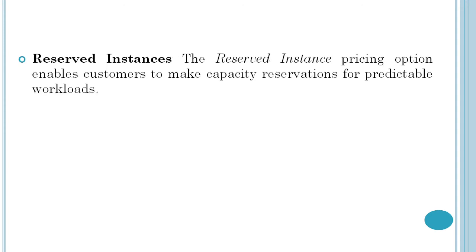Then there are reserved instances. The reserved instance pricing option enables customers to make capacity reservations for predictable workloads. By using reserved instances for these workloads, customers can save up to 75% over the on-demand hourly rate. When purchasing a reservation, the customer specifies the instance type and availability zone for that reserved instance and achieves a lower effective hourly price for that instance for the duration of the reservation. An additional benefit is that capacity in the AWS data center is reserved for that particular customer. There are two factors that determine the cost of a reservation: the term commitment and the payment option.